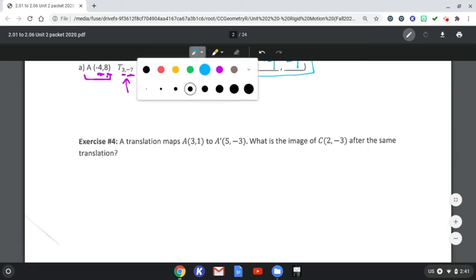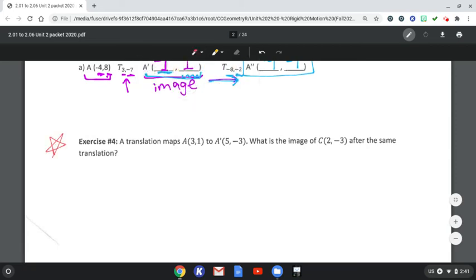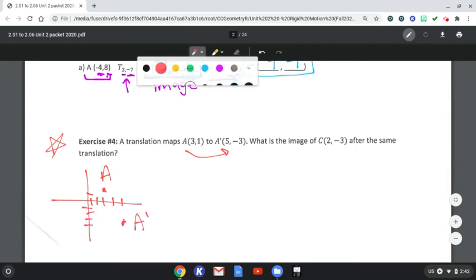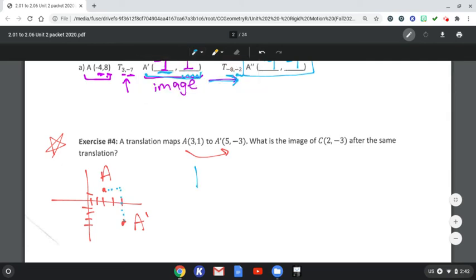Exercise 4. We're going to read this carefully. A translation maps A to A prime. So if I were to graph here, we have the ordered pair 3, 1 is point A, and we get A prime to be 5, -3. So we have to decide, how did we go over and down to get from A to A prime? What is our translation rule there? Because we need to know that translation rule, because they ask, what is the image of a new point C after the same translation? So we have to decide what the rule is.